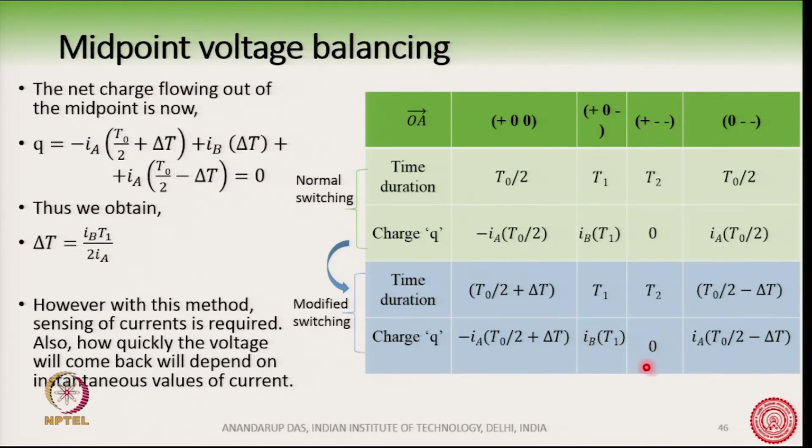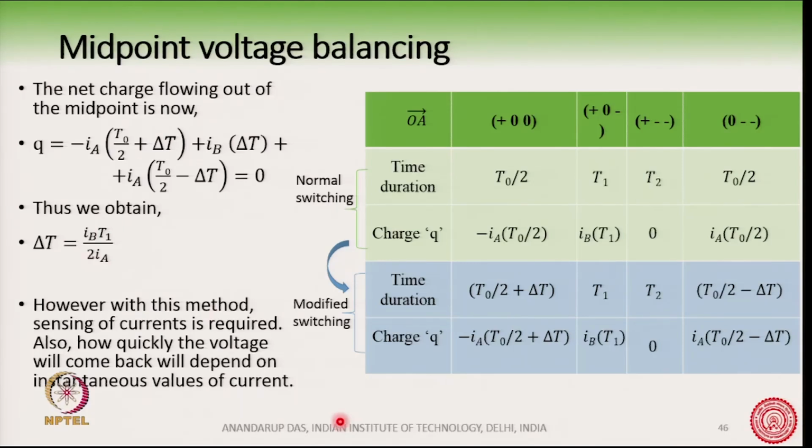For this duration, there is no fluctuation, so we can ignore that one, and then for 0 minus minus, we have IA current flowing for a duration of T0 by 2 minus delta, and this must be made equal to 0, so that the net midpoint voltage fluctuation, or the net charge which is flowing out of the midpoint over this time period Ts, is made equal to 0. Okay. So, that is why we make it equal to 0. Therefore, if we equate this, we will immediately find out what is the value of delta t needed. How much should be the delta t? How much should the plus 0 0 and 0 minus minus be changed? How much time duration away from T0 by 2 we should include in these switching states is given by this formula.